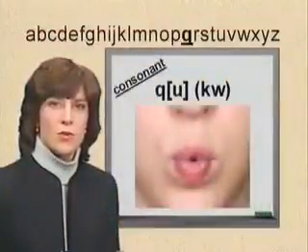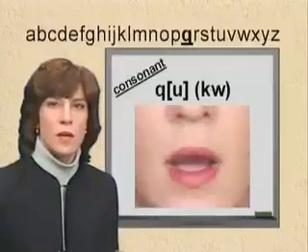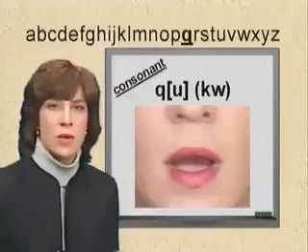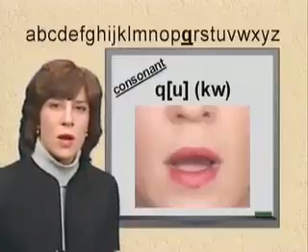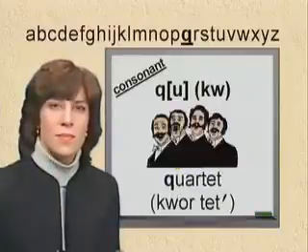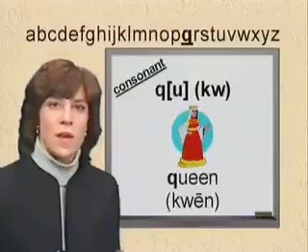Q. U. Qua. The Q. U. sound is made by briefly puckering the lips to form a small circle, then letting the mouth open a bit. The teeth are slightly apart but not shown. The sides of the tongue touch the top back teeth. Air is blown through quickly. Quail. Quartet. Queen.